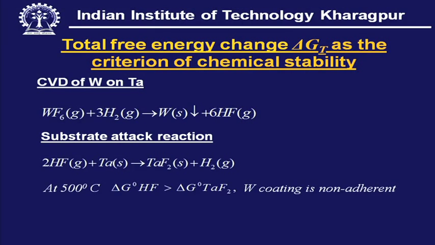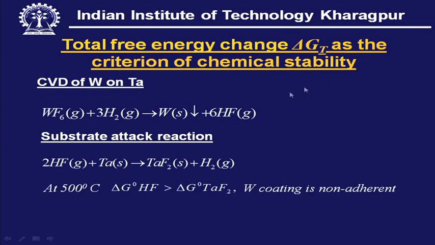But we can now see that there is a scope of manipulating the whole reaction to our advantage just by considering not delta G 0 T, but the total free energy change as the criteria of chemical stability of one compound.